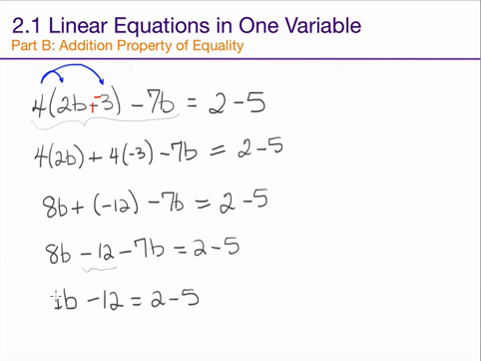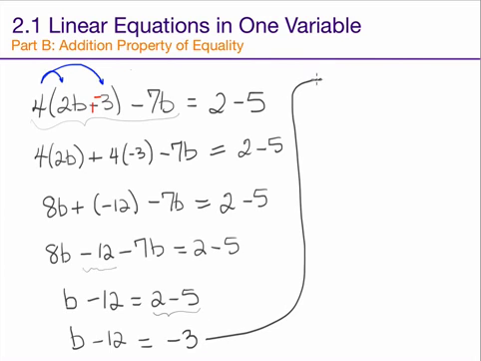I don't need 1 in front of the b. At this point, I could add 12 to both sides. It wouldn't be wrong, but what I'd like to do first is to simplify the rest of the equation as much as I can. 2 minus 5 is negative 3. I've run out of room here, so I'm going to rewrite the problem up here.